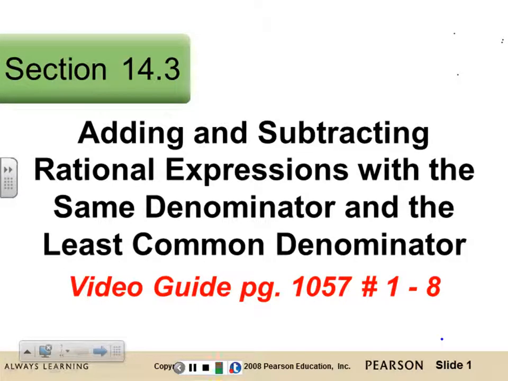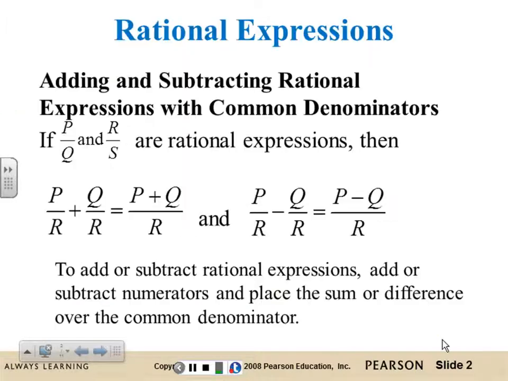Adding and subtracting rational expressions with the same denominator and finding the least common denominator. So adding and subtracting rational expressions with common denominators, if P over Q and R over S are rational expressions, then P over R plus Q over R is the same as P plus Q over R.